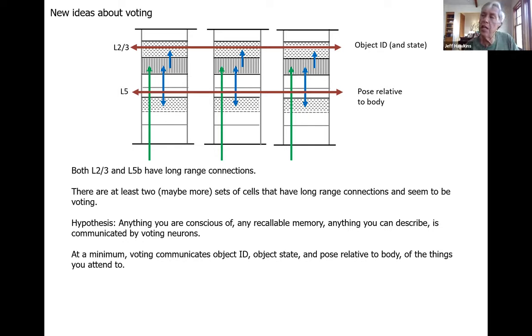And so these are the stable representations. As my eyes are moving and I'm looking at something, the pose, the object ID, its position relative to my body, whatever state it is, those are all stable. And therefore, I assume that those are being voted on. It's not just the object ID. Otherwise, I just have some sort of ethereal idea there's a coffee cup out there. No, I know where it is. I know its position and orientation to me, and I know whatever state it's in. And so those have to be voted on. Those are not things that you would know otherwise.